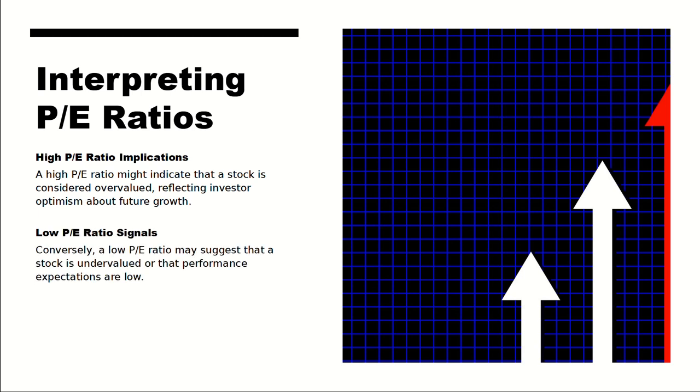Interpreting PE ratios, high PE ratio implications. A high PE ratio might indicate that a stock is considered overvalued, reflecting investor optimism about future growth. Low PE ratio signals. Conversely, a low PE ratio may suggest that a stock is undervalued or that performance expectations are low.